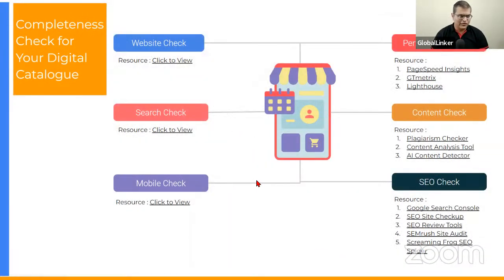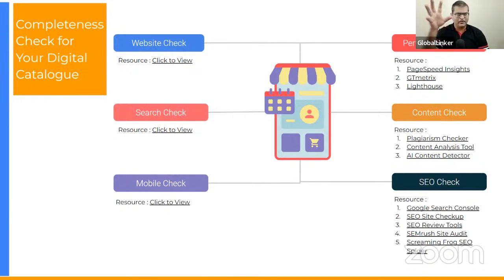Now, firstly, to check the completeness, you can just download these files which are linked here, and you will be getting a copy of this presentation. Don't worry. You can download these resources, and then it has a list. So you have to just tick mark that this is done, this is done, this is done, this is done.